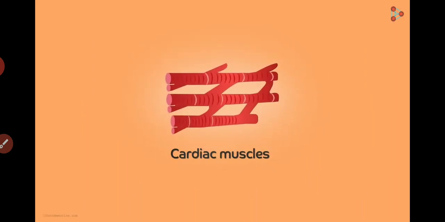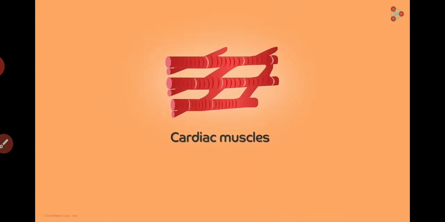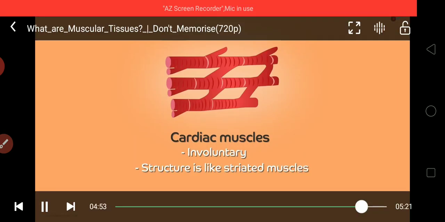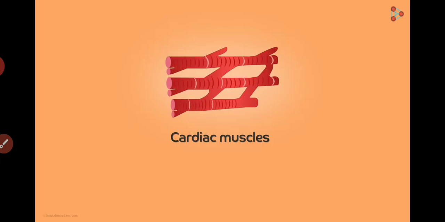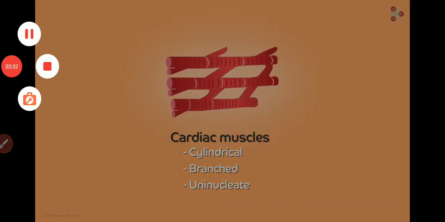Again, the name is enough for us to state its function and location. These muscles are those found in the heart. So the rhythmic contraction and relaxation of our heart, or the working of our heart, is all because of these cardiac muscles. Although they are involuntary in activity, their structure is like that of striated muscles partially. They are cylindrical and branched but uninucleate in nature. These muscles perform rhythmic contraction and relaxation tirelessly throughout our life.